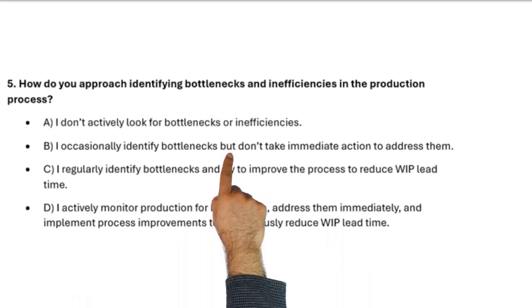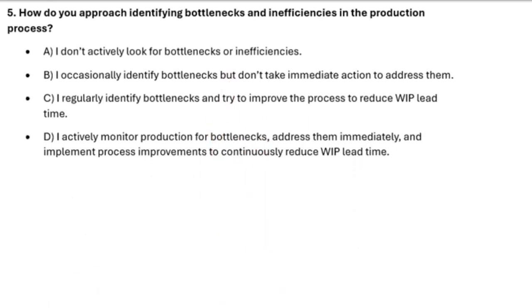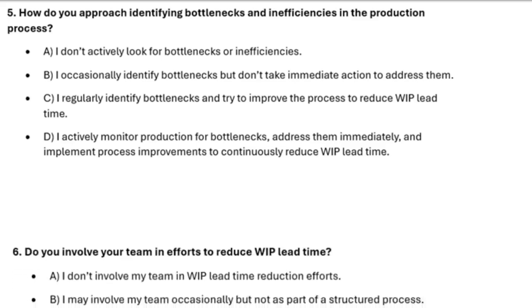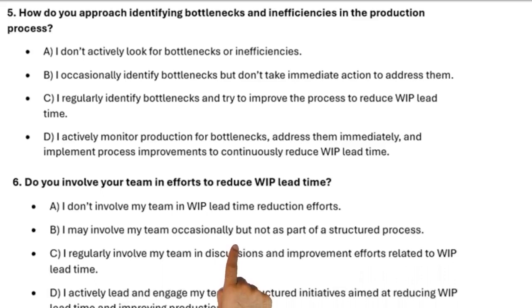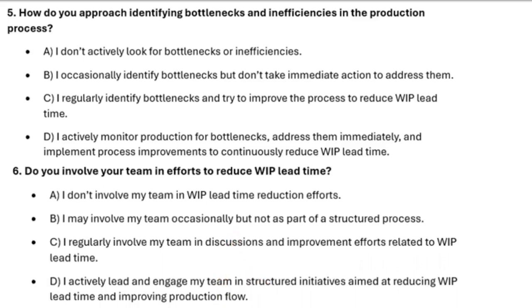5. How do you approach identifying bottlenecks and inefficiencies in the production process? A. I don't actively look for bottlenecks or inefficiencies. B. I occasionally identify bottlenecks but don't take immediate action to address them. C. I regularly identify bottlenecks and try to improve the process to reduce WIP lead time. D. I actively monitor production for bottlenecks, address them immediately, and implement process improvements to continuously reduce WIP lead time.